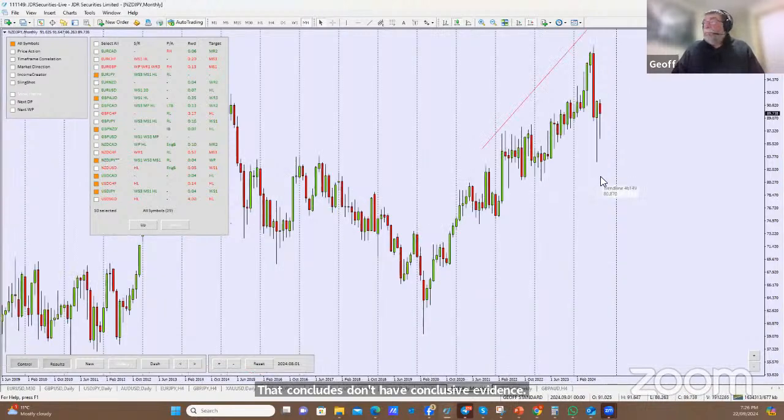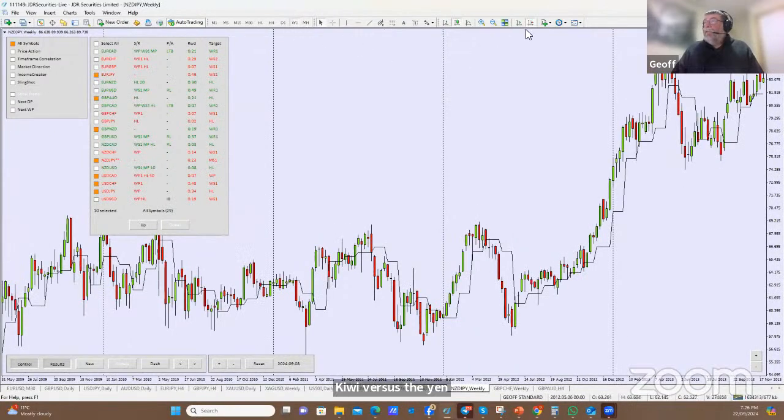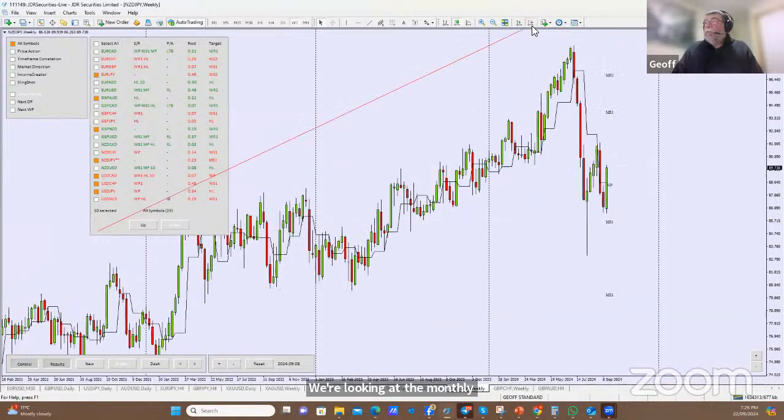Kiwi versus the yen. We're looking at the monthly there, and I don't need to tell you anything, versus the yen has been extremely bullish for the longest time. And here we have exactly the same scenario as we looked at before. I can't trust that, really can't, because it's just not in agreement with the big picture.